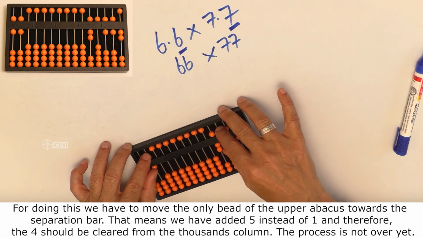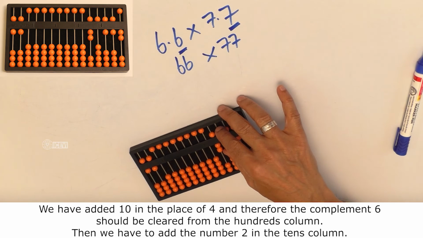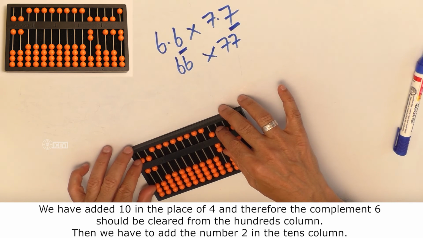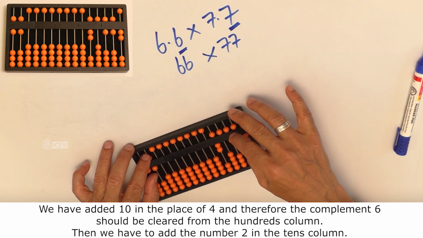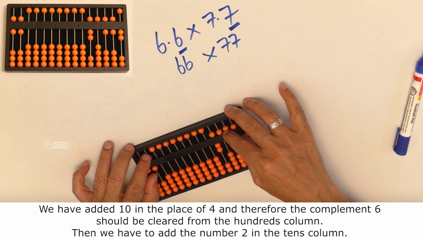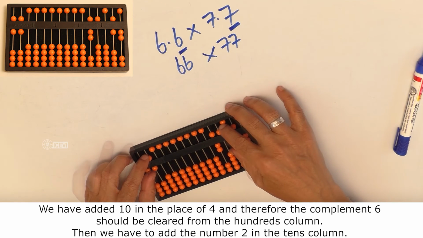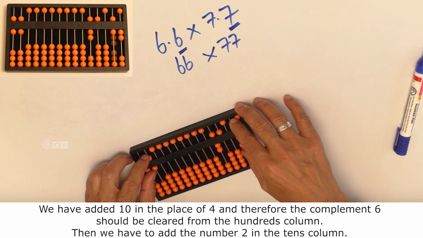The process is not over yet. We have added 10 in the place of 4, and therefore the complement 6 should be cleared from the hundreds column. Then we have to add the number 2 in the tens column.